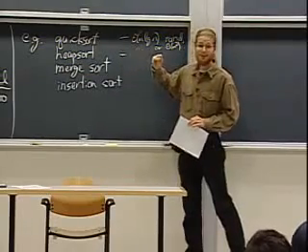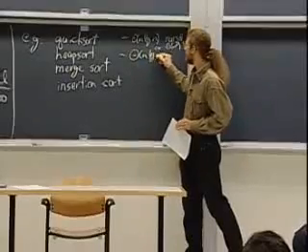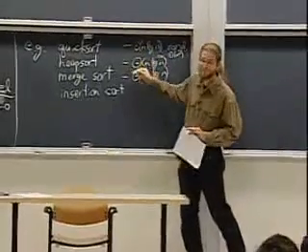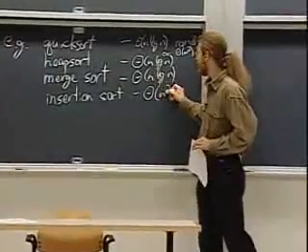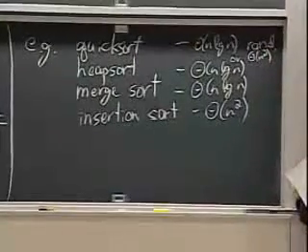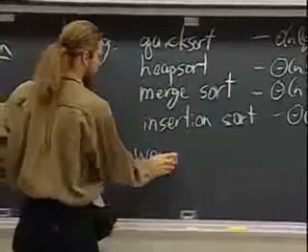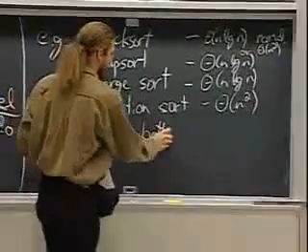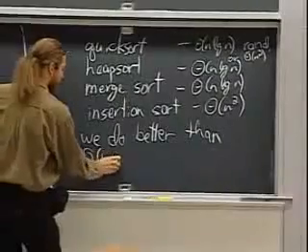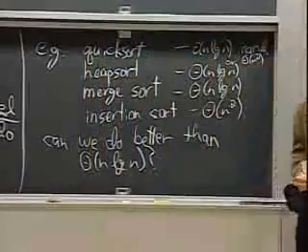Heap sort, what's the running time there? N log n, always. Merge sort, I hope you can remember that as well. And insertion sort, n squared. Okay. All of these algorithms run no faster than n log n. So we might ask, can we do better than n log n? And that's a question, in some sense, we'll answer both yes and no to today.